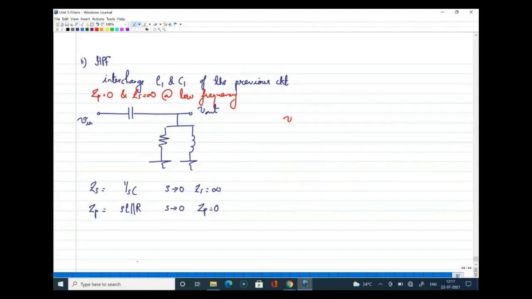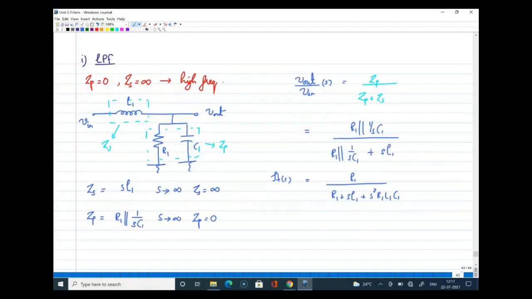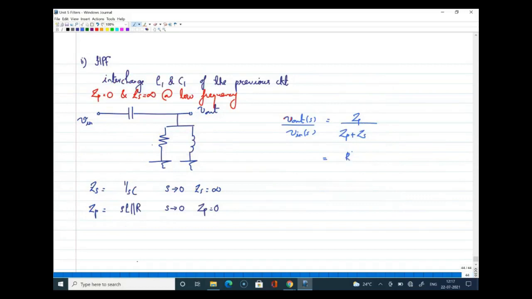And so if I'm asking you to write the transfer function of this, you can write it as V out of S by V in of S, and the same way, if you write Zp divided by Zp plus Zs, you will get R1 parallel SL1 divided by R1 parallel SL1 plus 1 by SC1, which can be further rearranged in the form of S square L1 C1 R1, you can check this, divided by R1 plus S into L1 plus S square into R1 C1 L1 C1, right? So this is the transfer function.